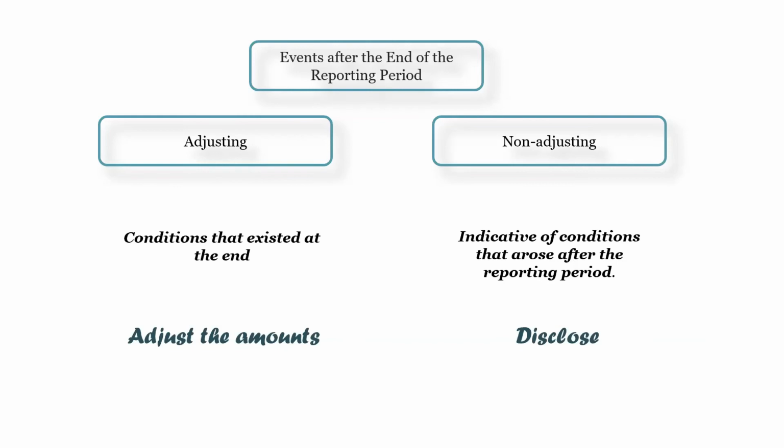So, for non-adjusting events naman, since these are events that are indicative of conditions that arose after the reporting period. So, sa mga examples nito would be yung mga natural disasters, wars, pandemics, etc. happening after the reporting period. Kaya yung naging effect ng pandemic sa companies, nagdi-disclose tayo, dinidisclose natin yung events na yun after the reporting period. Meron tayong separate disclosure for that.